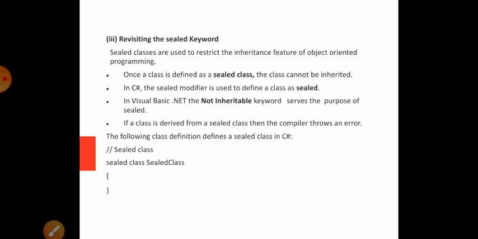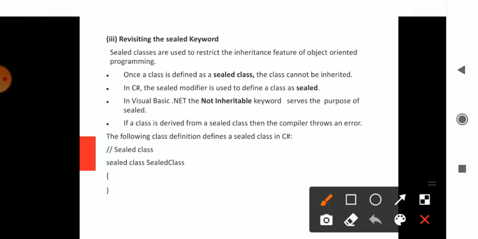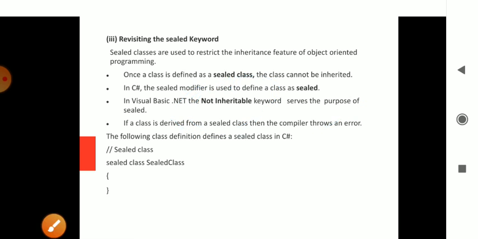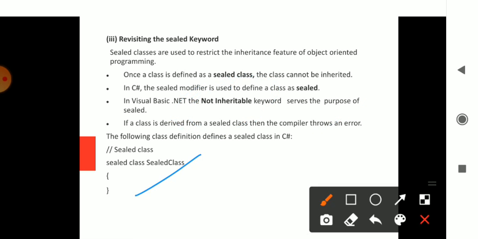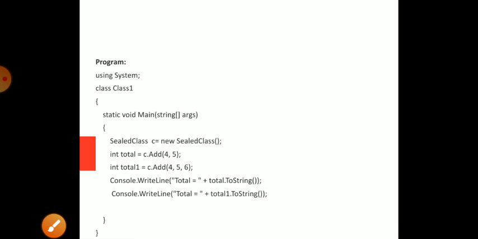In the previous session you also learned about the sealed keyword. The sealed keyword is a non-inheritable keyword. When I mention a sealed class, with methods doing addition, multiplication, and I try to inherit that class somewhere else, it will not be inherited and will result in a compilation error. Remember, a sealed class cannot be inherited, so it is called a non-inheritable class. This is the syntax of how you write a sealed class: sealed class, followed by the name of the class. In the program you can check here, the main method is there.